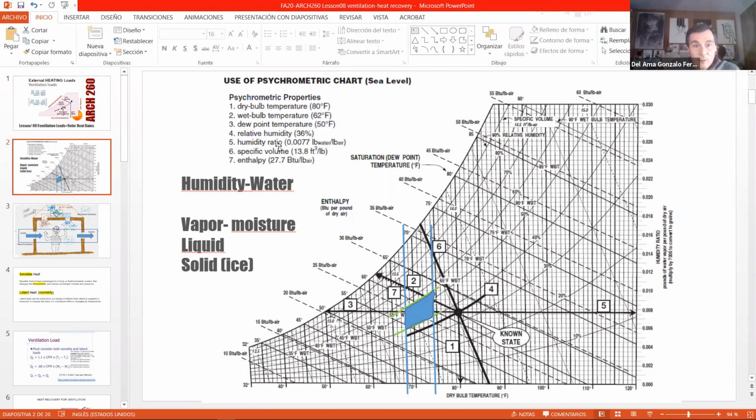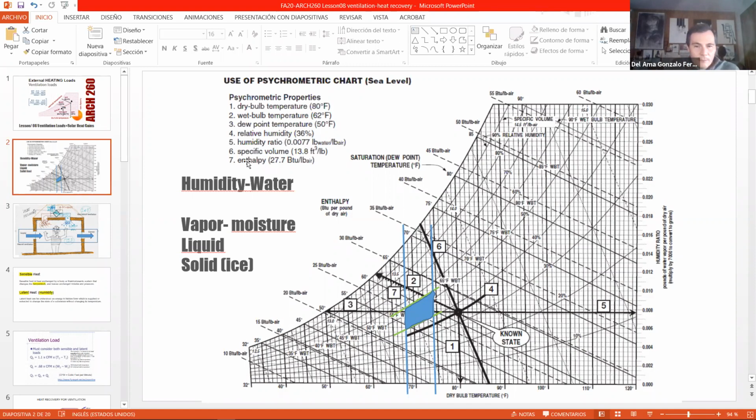And then we have the humidity ratio. We are not going to use it, but if we move through line number 5 horizontally, rightwards, it is 0.0077. So this is here, something like this. It's close to 0.008. Okay.